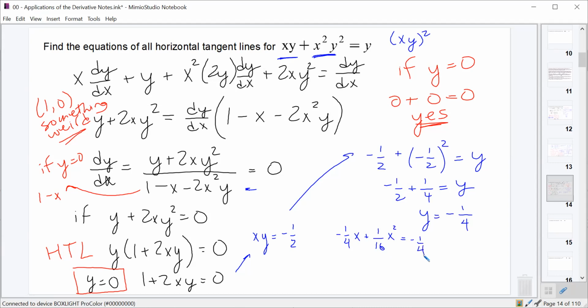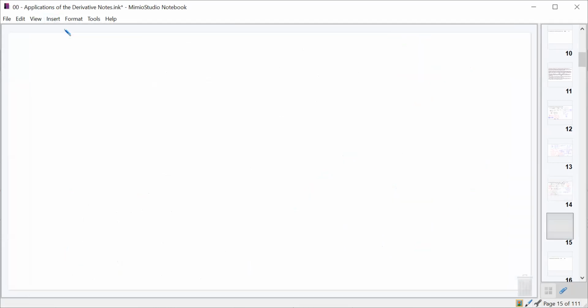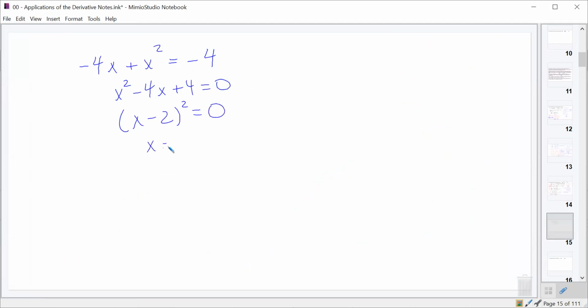And similarly to what we did with the previous one, we're going to multiply everything by 4. This time we're going to multiply everything by 16. And we're kind of running out of room here, so I'm going to move that over to another page. So if I multiply everything there by 16, we're going to end up with -4x plus x squared equals -4, which gives us x squared minus 4x plus 4 equals 0, which we can factor to x minus 2 squared equals 0, which gives us x equals 2.